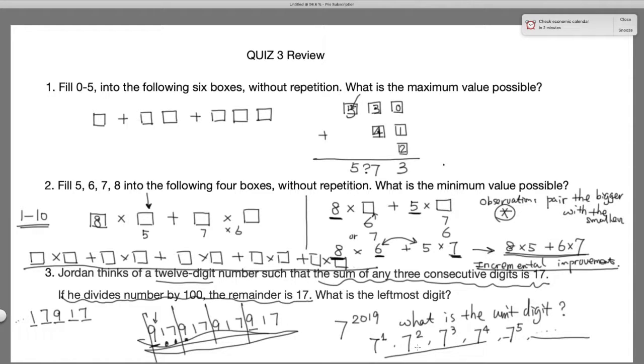So a different way of saying it is, as the exponent goes from 1 to 2019, the unit digit actually repeats after 4. And so what matters for the unit digit is only the remainder when the exponent is divided by 4. And that's basically the same question as this one. And there are many such questions. All right, this is the review for this test.